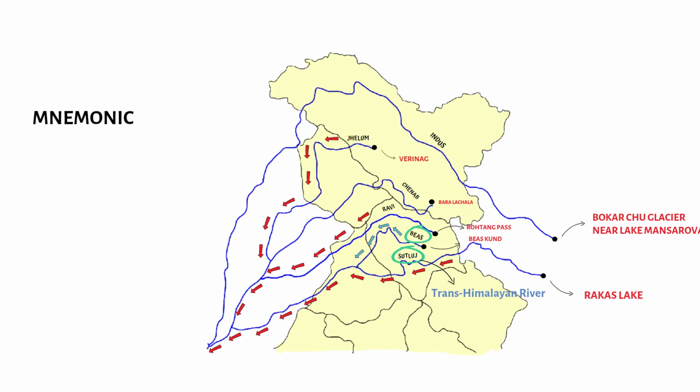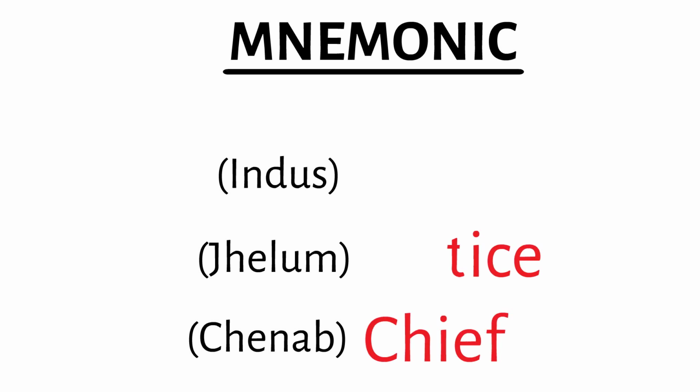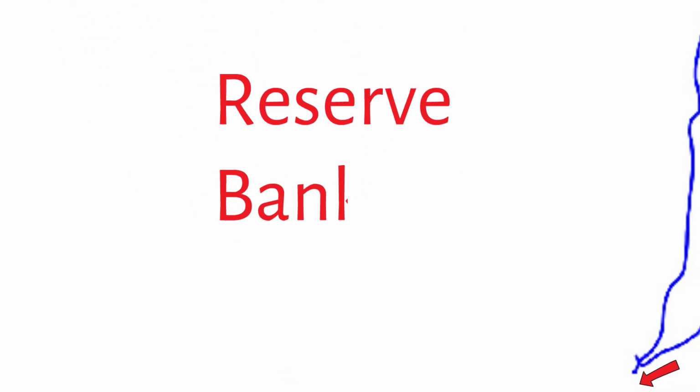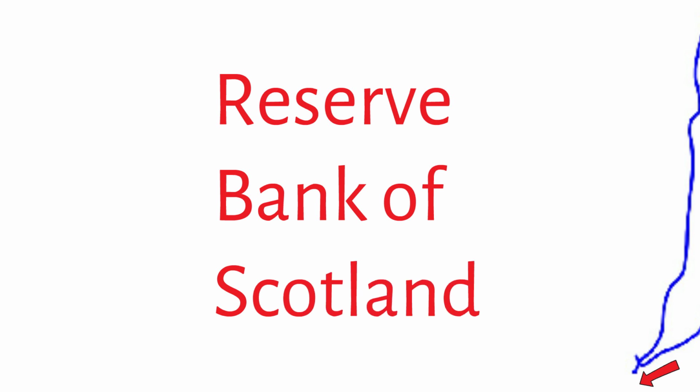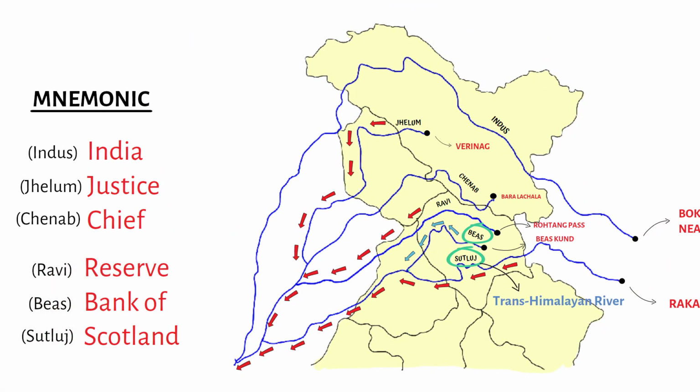Now let's see a mnemonic to remember all these rivers from north to south direction. First three rivers are Indus, Chenab and Jhelum. This could be remembered by CJI, Chief Justice of India, but in an opposite direction: Indus, Chenab and Jhelum. Next three rivers are Reserve Bank of Scotland, RBS: Ravi, Beas and Satluj. So all the rivers from north to south are Indus, Chenab, Jhelum, Ravi, Beas and Satluj.